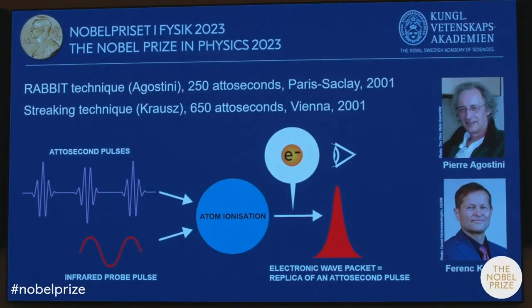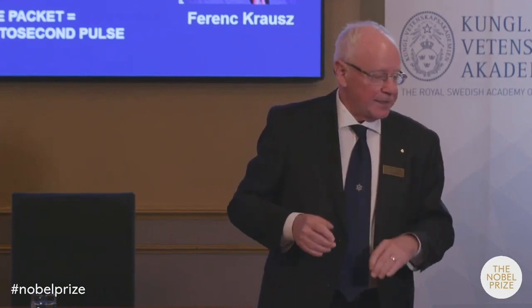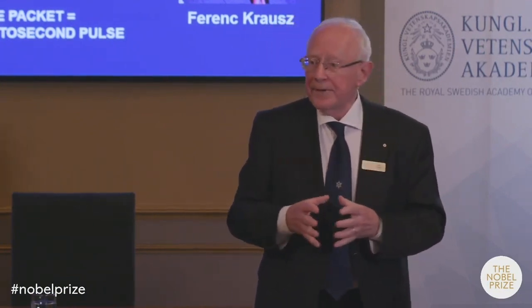And this was the technique, or a similar technique, that was developed by Nobel laureate Pierre Agostini. He developed something called the RABBIT technique. He could show that he could not only produce attosecond pulses, but he could also measure the width. And they turn out to be 250 attoseconds. And this experiment was done in Paris, Saclay, in 2001.